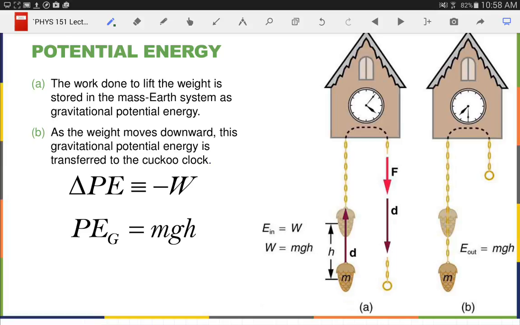Now, there's something that's very important about potential energy. We do not define potential energy for every force, only specific forces that we call conservative forces. And the term conservative means that if you do work on it, it will always give you back exactly the same amount of energy that you put into it. So it's conserving energy. You put energy in, you get the same energy out. That's why we call them conservative forces.